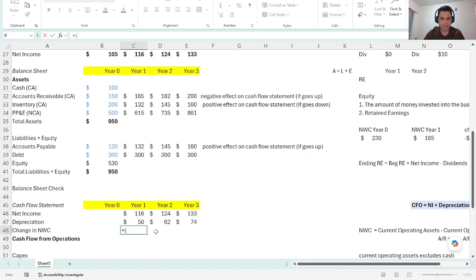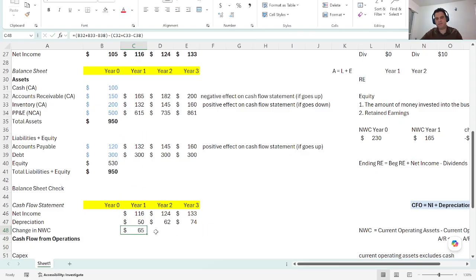Okay, so we're going to do accounts receivable plus inventory minus accounts payable, minus, open parentheses again, accounts receivable plus inventory minus accounts payable.